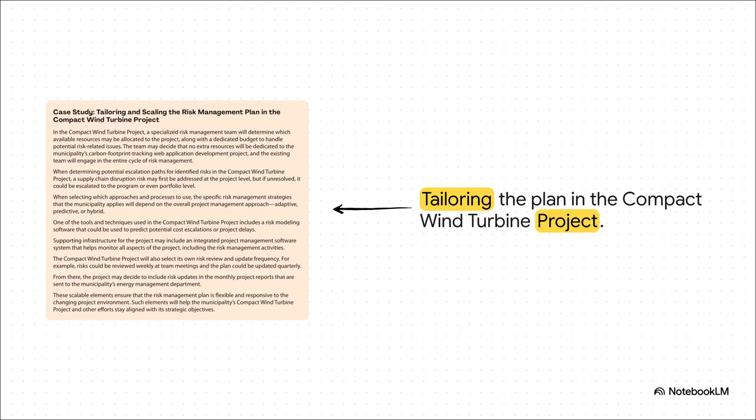Let's see this in the wild with the compact wind turbine project case study. This is a perfect example of scalability. Because they're doing something highly specialized, they decided to use dedicated predictive modeling software for cost escalations. They also tweaked their communication plans so risks are reviewed weekly by the team, but the formal plan only gets a quarterly update. It just goes to show, your risk plan shouldn't be some rigid, dusty binder. You've got to tailor it to the exact reality of your project.